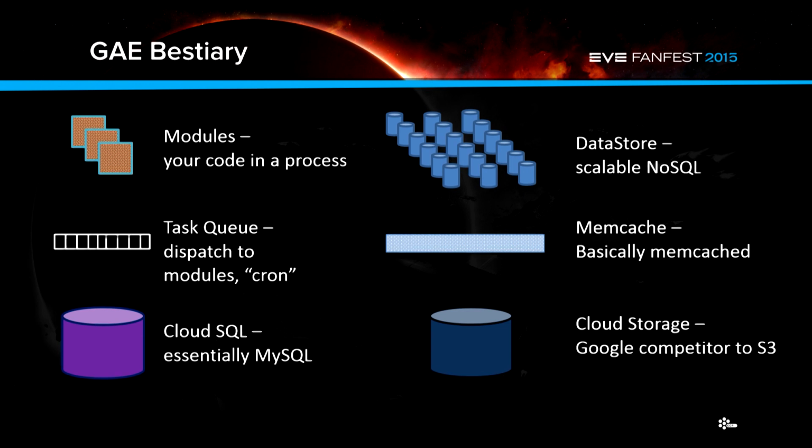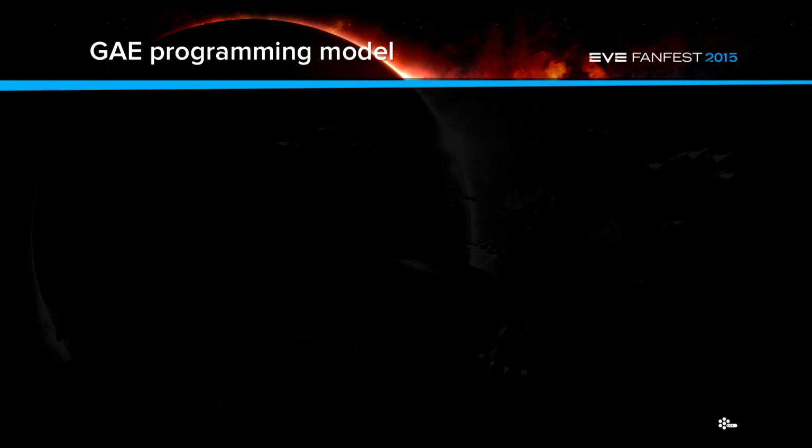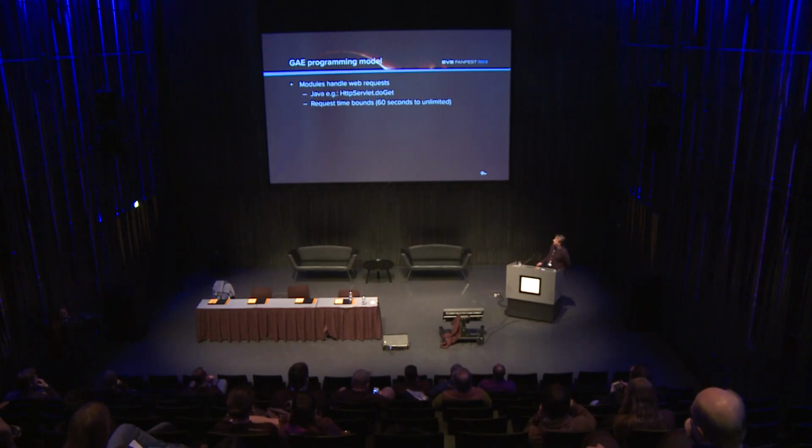Okay, so how do you program in App Engine? Well, there's two basic things you do. First of all, you write a bunch of modules, and they are what handles your actual web requests. So if you're using Java, for example, you implement an HTTP servlet, and you implement the doGet method. And then requests can have time bounds, and basically it depends on what sort of instance you're willing to pay for. So the free or cheap instances, you have 60 seconds to handle a request, and then your application goes away. And if you take too long, they will kill the request, and you'll get an exception. If you're willing to pay a little bit more, you can have unlimited requests, so you can sit there and spin all day long if you want to.